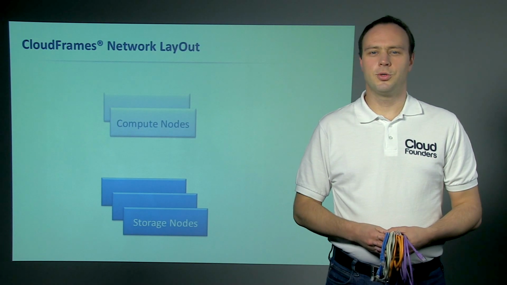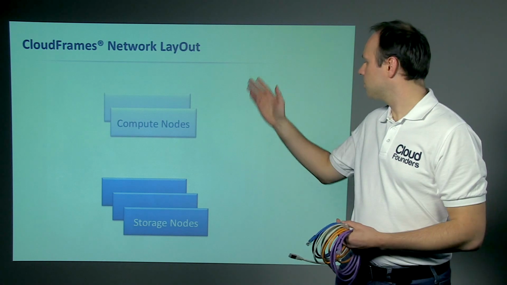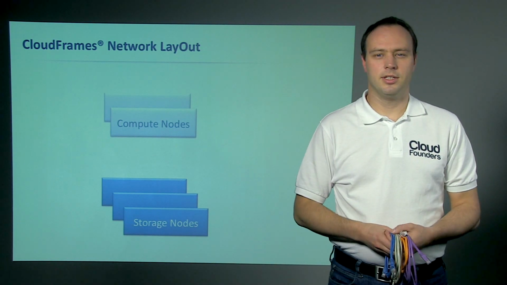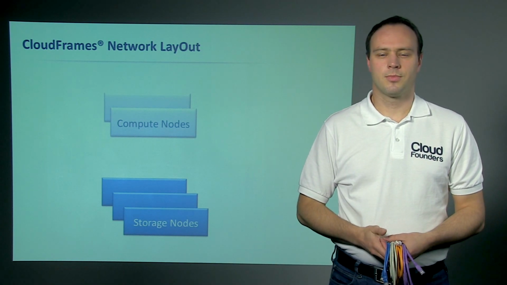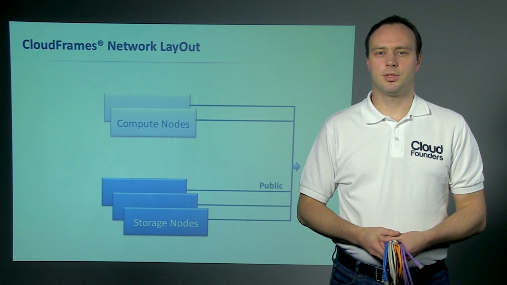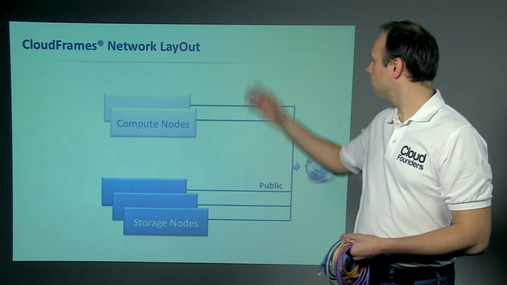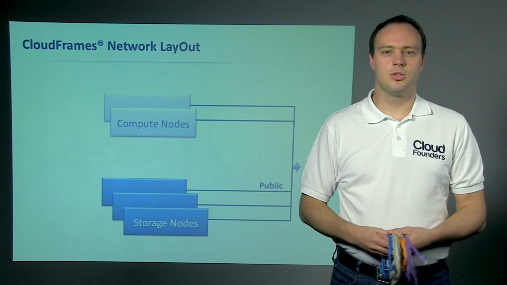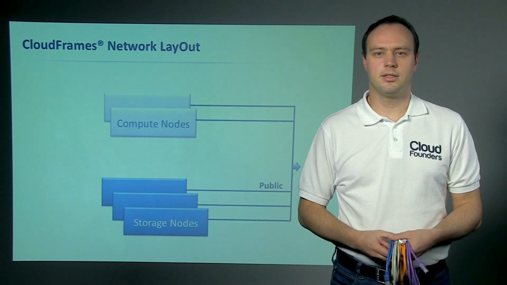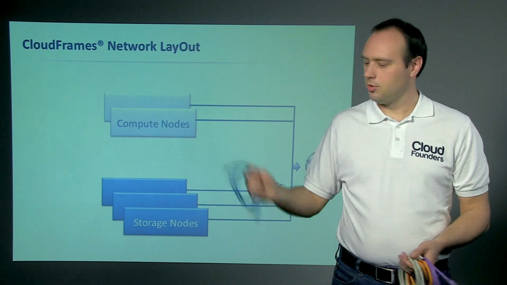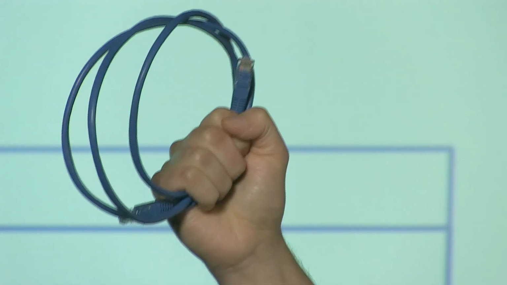Before we can do the actual cabling, I need to explain you how the networking is done within the CloudFrames software. The CloudFrames software uses different components such as compute nodes and storage nodes. Let's see how we can interconnect these two together with networks. Well, first of all, we have the public network. The public network interconnects the compute nodes and the storage nodes and is used by the virtual machines to get access to the internet. We will be using a blue network cable when doing the actual cabling.